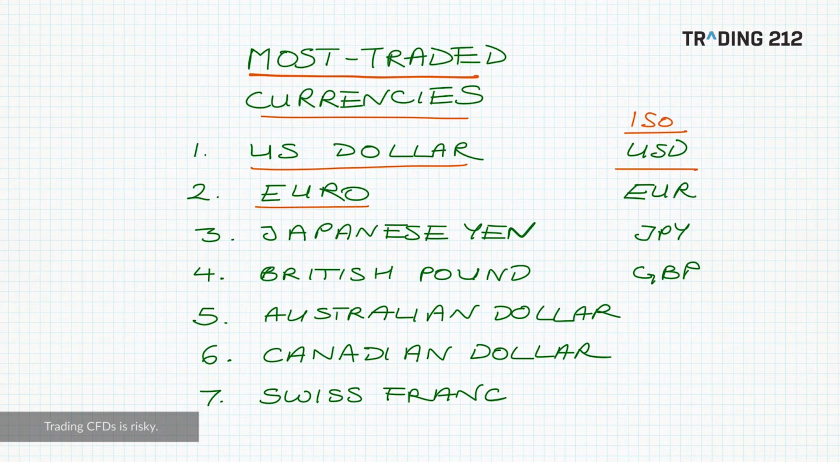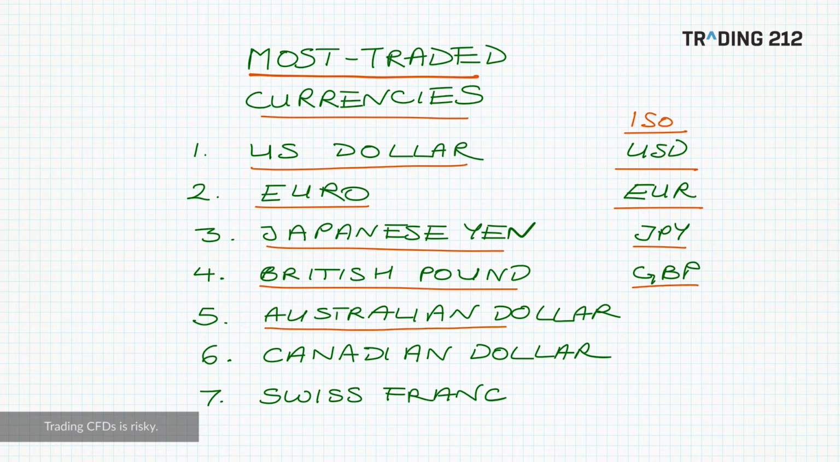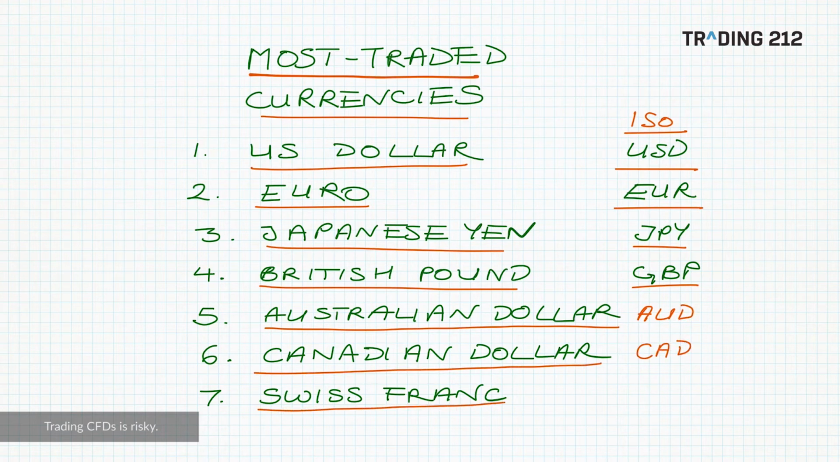Euro is in second place. We've already looked at its code in previous videos being EUR. Similarly for the Japanese yen, which is in third place, we know that the code is JPY. And in fourth place, as we talked about earlier in this video, the code is GBP. Now in fifth place, a currency we haven't looked at yet in this series is the Australian dollar, and its code is AUD. The Canadian dollar in sixth place, and its 3-letter code is CAD. And then in seventh place, we have the Swiss franc, and its ISO code is CHF.